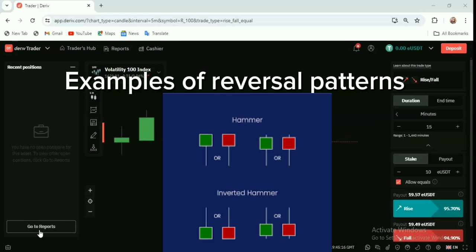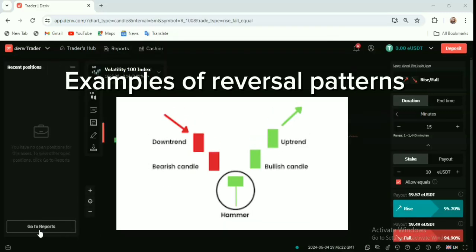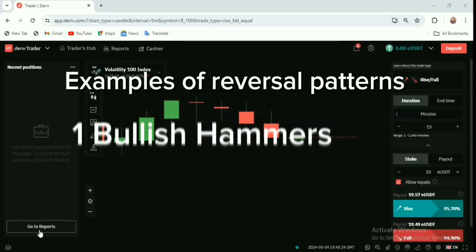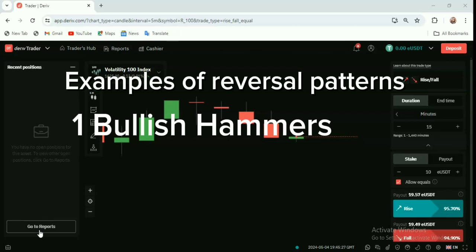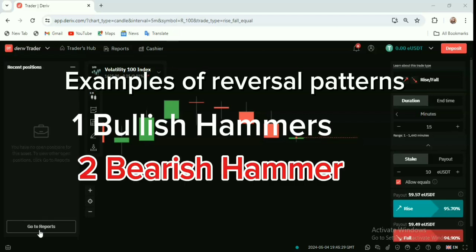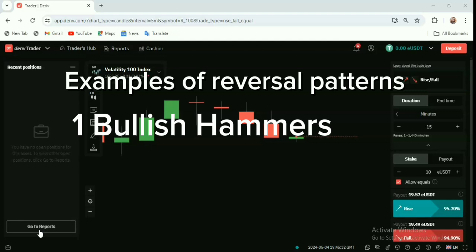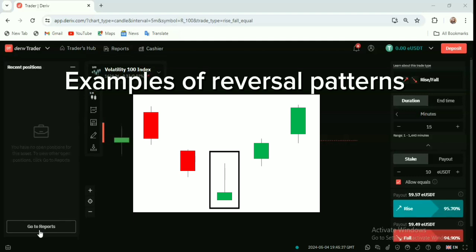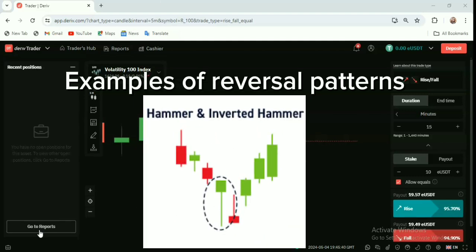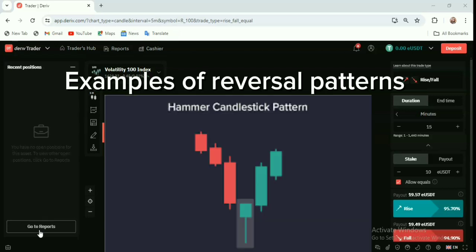Number 5, we have the hammer. The hammer candlestick patterns are of 2 kinds. Number 1, we have the bullish hammer. Number 2, we have the bearish hammer too. So the bullish hammer is of 2 types. Number 1, we have the inverted hammer and the hammer itself. The hammer itself comes after a downtrend is about to end, or you may find it at the end of a downtrend.